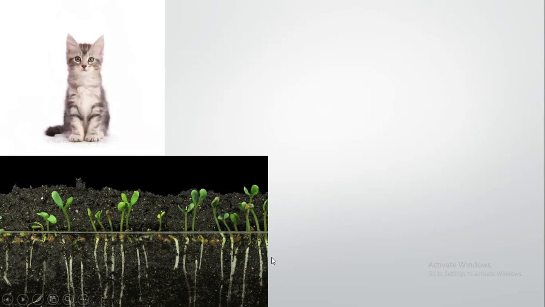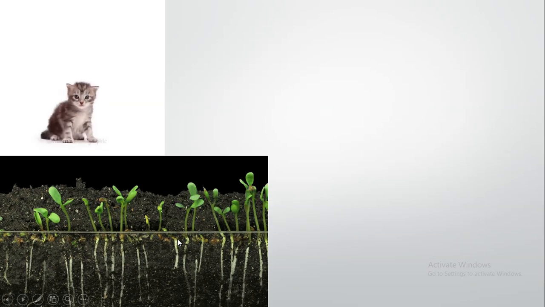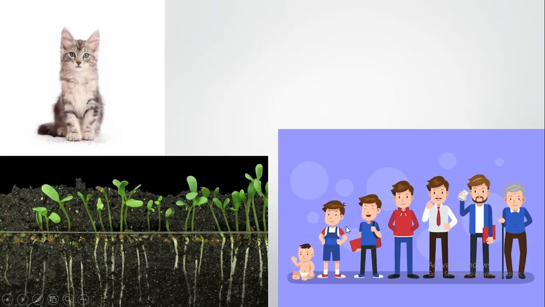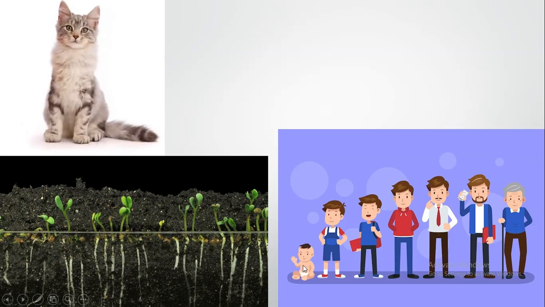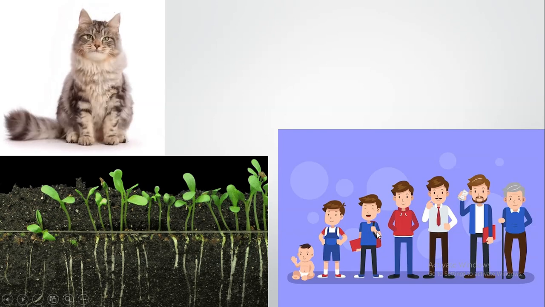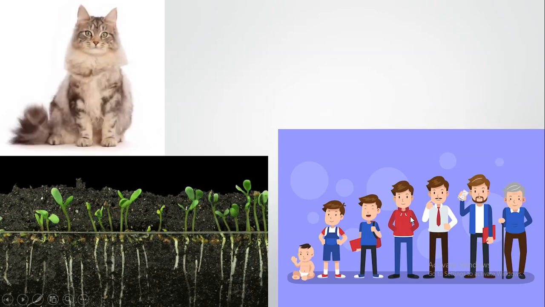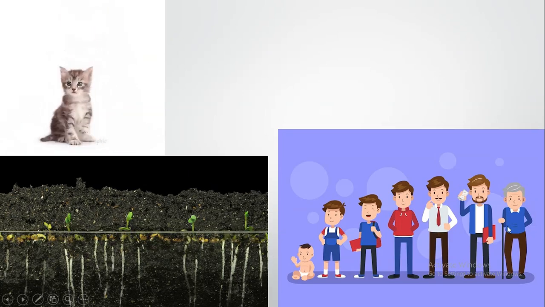Now, what about these plants? These plants too started their lives as seeds. Then they grow into adult trees or adult plants. You too, you started your life as a baby. Now you are a child. Next you'll be an adult. And lastly you'll be an elderly person.